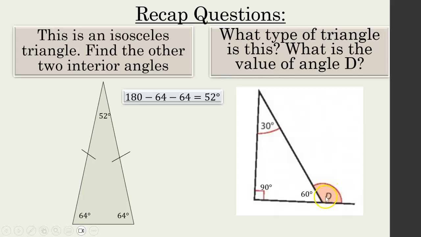But I also know that D is the sum of these two. Remember we said that? The sum of the two interiors is equal to the exterior. So I know that D is equal to 30 plus 90, which is 120. I could also have found that if I knew this is 60. Well, 60 plus this is equal to 180. So that's going to be 120.